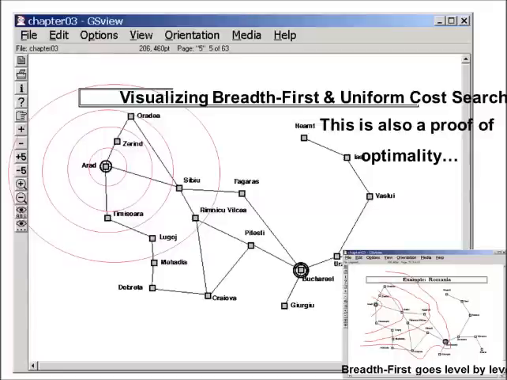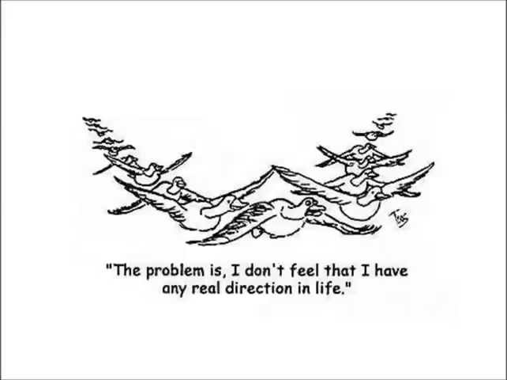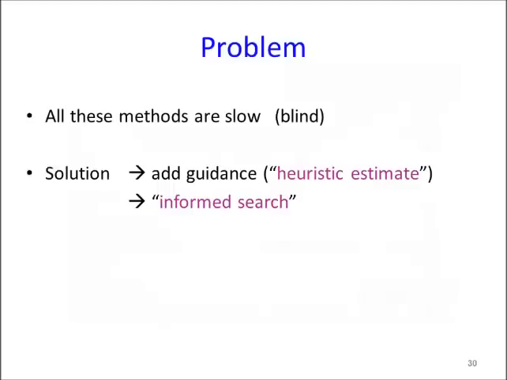So what we are missing is that we don't have a direction in life. We're expanding, looking in all directions. So what we are going to do next, after 5 minutes, is add guidance, also called heuristic search. Take 5.